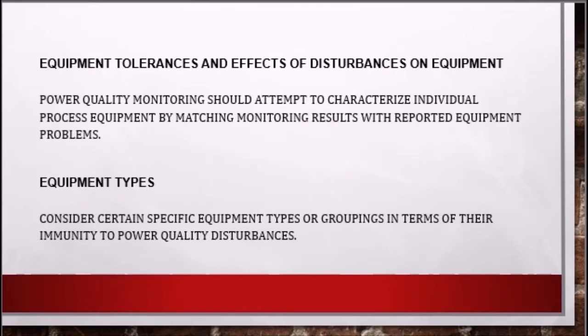Next, equipment tolerance and the effects of disturbances on equipment. The tolerance of equipment needs to be considered in power quality monitoring. For example, a specific ASD can be sensitive to an overvoltage or undervoltage condition, but there can also be significant variation to the same phenomena among ASDs built by other manufacturers. So power quality monitoring should attempt to characterize individual process equipment by matching monitoring results with reported equipment problems. This characterization of individual loads shows which equipment needs protection and what level of protection is required.